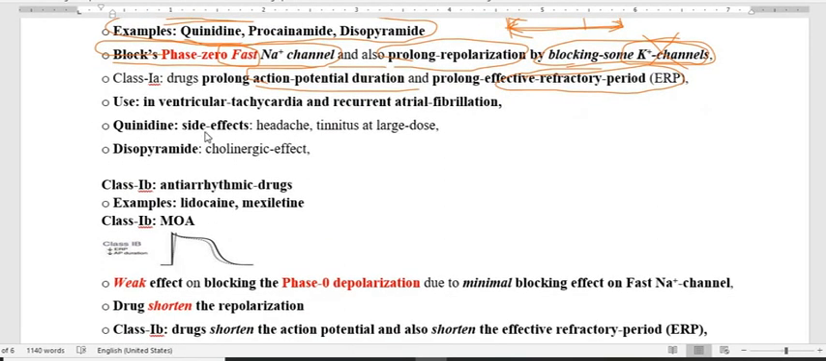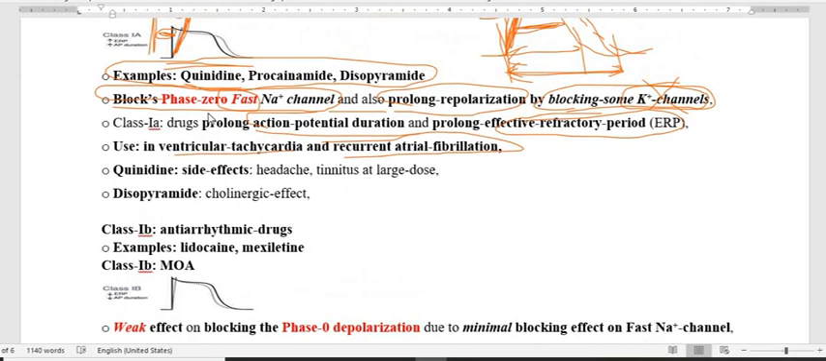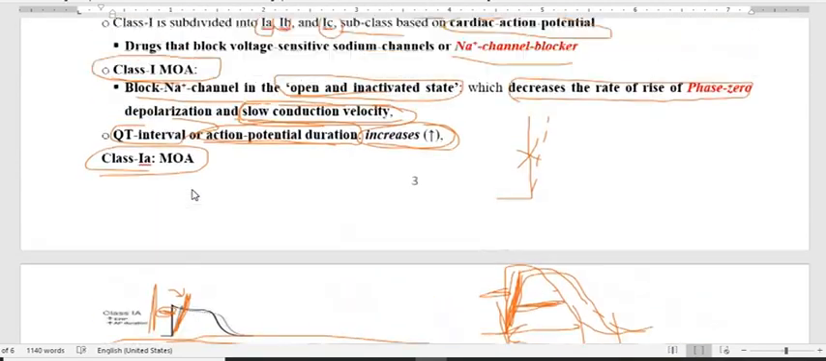Now, where do we use this drug? We use it in arrhythmias like ventricular tachycardia and recurrent atrial fibrillation. What are the side effects, particularly with quinidine? Headache and tinnitus, which is a problem in the ear. Disopyramide additionally has cholinergic activity. So this is all about the 1A.